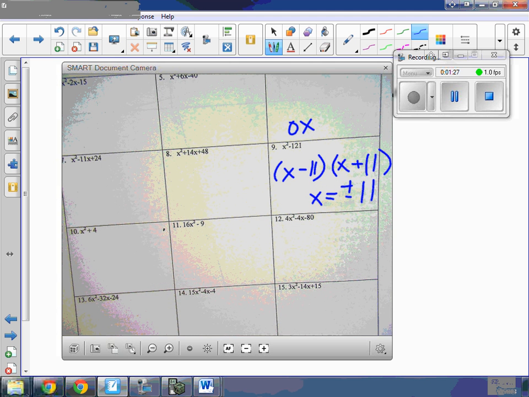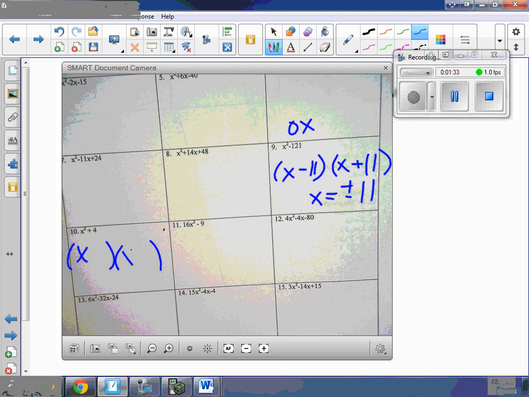So what about number 10? Let's try to factor 10. X and x, and they're the same, so it's either plus, plus, or minus, minus, and what do they need to add to be? 0. Well, if it's plus, plus, how do you get a 0? You can't. If it's minus, minus, how do you get a 0? You can't. So this one's not possible.